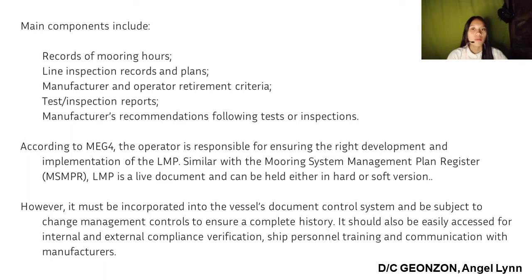So next, the main components include records of mooring hours, line inspection records and plans, manufacturer and operator retirement criteria, test inspection reports, and manufacturer's recommendations following test or inspection. According to MEG4, the operator is responsible for ensuring the right development and implementation of the LMP, similar to the Mooring System Management Plan Register, or MSMPR. So the LMP is a live document and can be held in either hard or soft version.